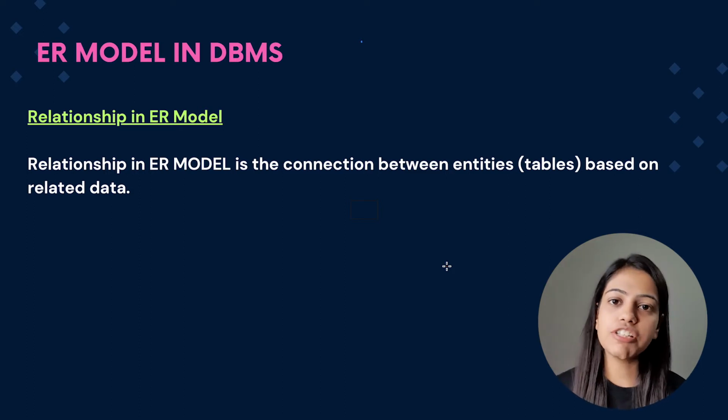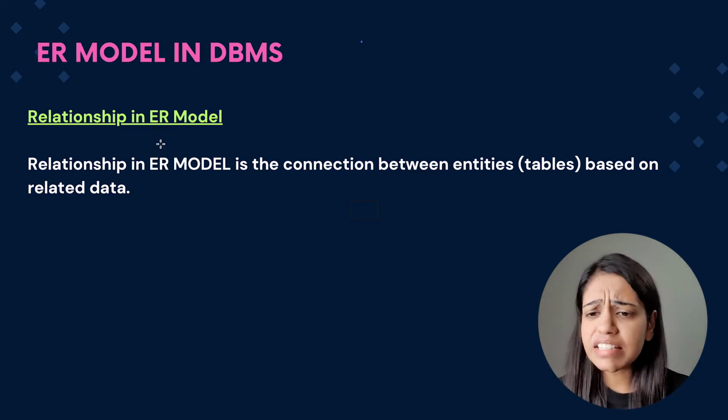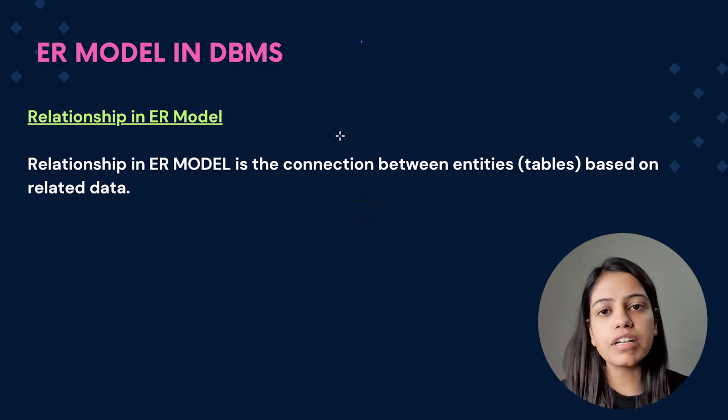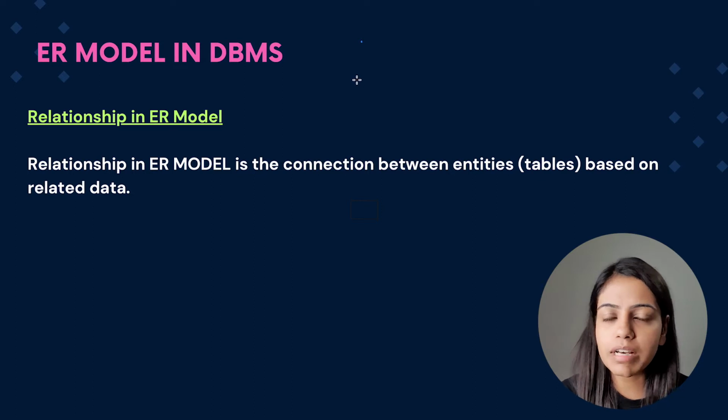So what is relationship in ER model? In the very start, I explained that ER model basically stands for entity relationship model, and from the word it is very clear, entity relationship. So basically relationships among the entities is displayed in ER model. Now what is the relationship among entities?